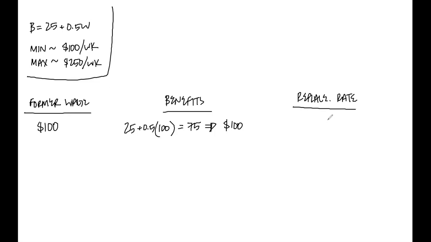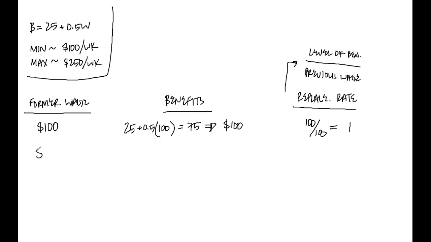And then looking through our replacement rate, that's just going to be the level of benefits received over their previous wage. Hopefully you can read that. It's a little sloppy. I apologize. So anyway, this replacement rate for the first person is going to be $100 of benefits over $100 of their former wage. That becomes 1. The replacement rate is 1.